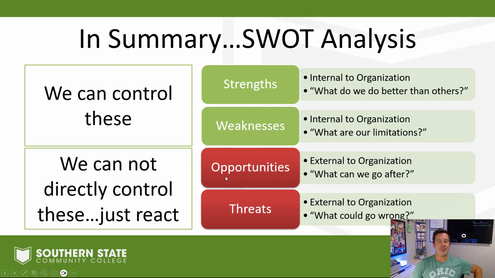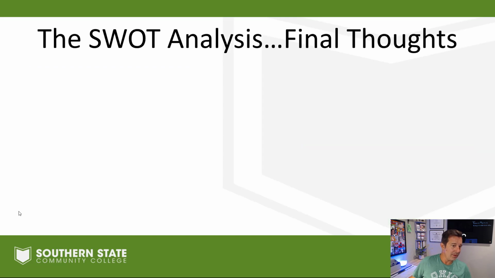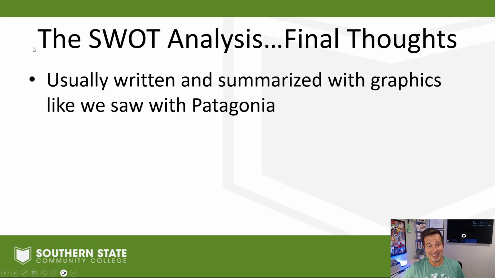In summary, in our SWOT analysis, we can control what happens internally. We can control what we're good at. We can, in some ways, control our weaknesses by spending time, money, and resources to improve areas we are weak in. Opportunities and threats, we can't really directly control them. We just have to react. There's an opportunity in the marketplace, we react to it, we go get it. There's a threat in the marketplace, we react and try to guard against it. Okay?